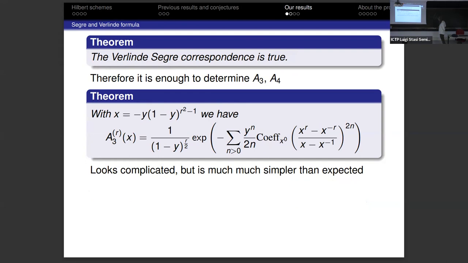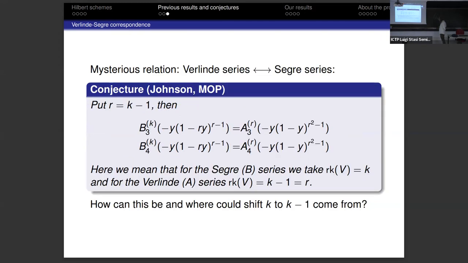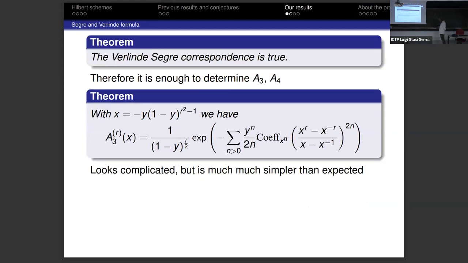Our results. So the first theorem is that the Verlinde-Segre correspondence is true. What I said here, this conjecture, is correct without any restrictions. This is the first statement. Therefore, in order to determine the K-theoretic series, it's enough to just determine A3 and A4.